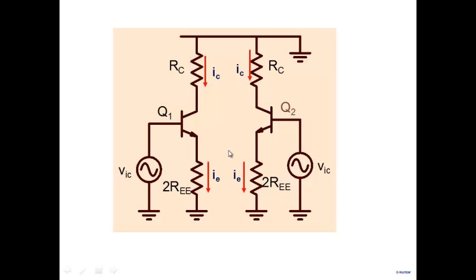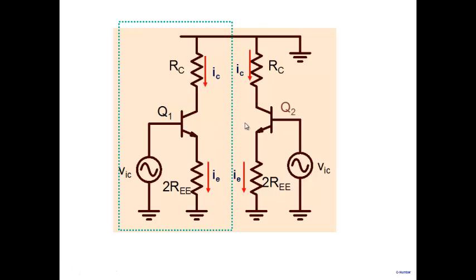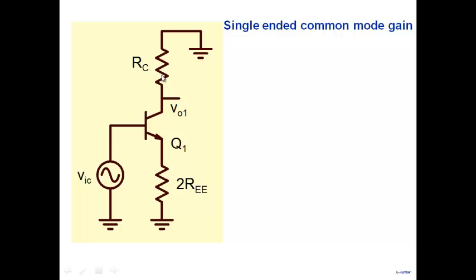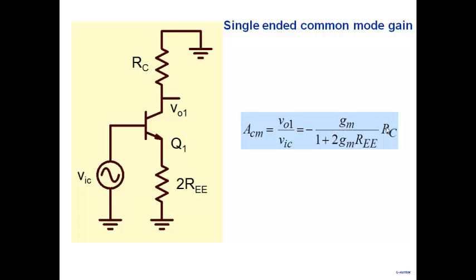Now by symmetry, the two halves have become separate. This half is now separate from this half. Note that I have to calculate the voltage here, and the voltage here and the voltage here are identical. I don't have to do a two transistor circuit analysis. I only have to do a single transistor circuit analysis. So we break the circuit into two halves and we take this particular part and look at it. We've already seen what the gain is here. V01 by VIC will be equal to GMRC divided by 1 plus GM times 2RE, since 2RE is here. So that's the gain of this.